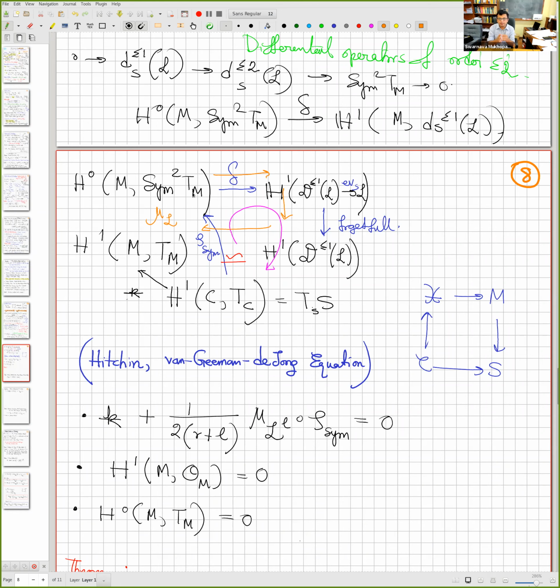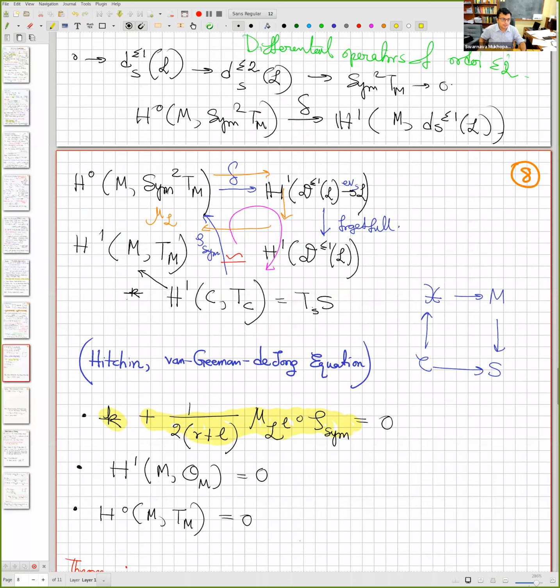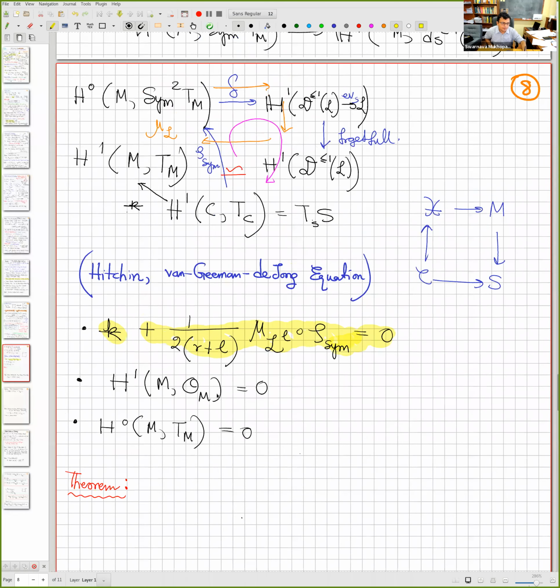Okay. So what Hitchin proved was the following equations: that this map kappa and the map mu L composed with rho sim. That means I have this black diagram and then the entire blue arrow. That means I'm going from here to here to here to here. They are related by this simple formula, and this fact I've already used.